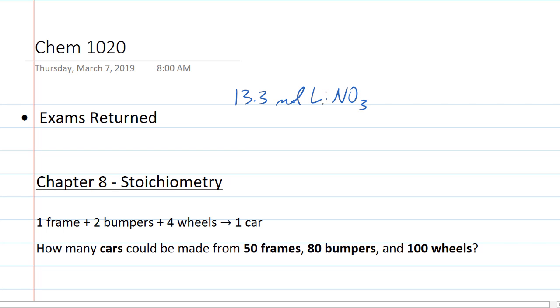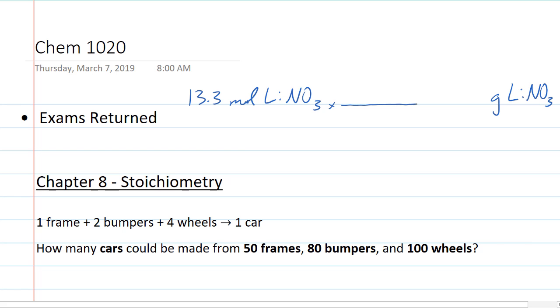And if we're trying to get over to grams of lithium nitrate, what do we need in order to make this conversion? The molar mass. Good, we need the molar mass. So we'll slide this over here a bit. And how do we find the molar mass? Add what together? The atomic masses.